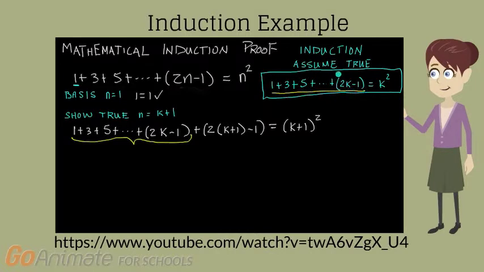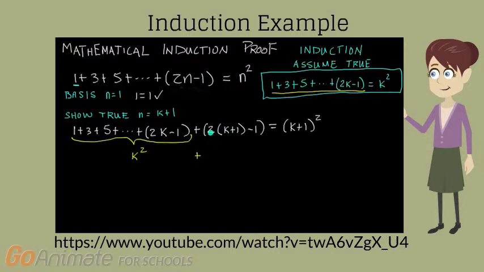And since we're assuming this is true, we're assuming the left-hand side is equal to the right-hand side, we can replace all of this stuff right here with k squared, which is what we have right here in the right-hand side. Since this, according to this assumption right here, is equal to k squared, we can just replace all of this stuff with k squared. And so then all we have to do is we just need to add that to the 2 times k plus 1 minus 1 and see if that's equal to k plus 1 squared.